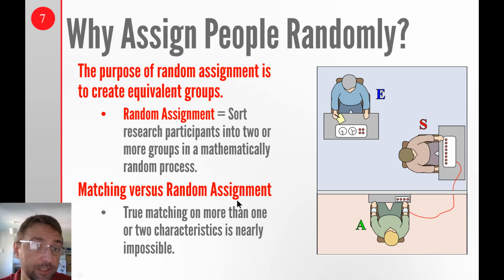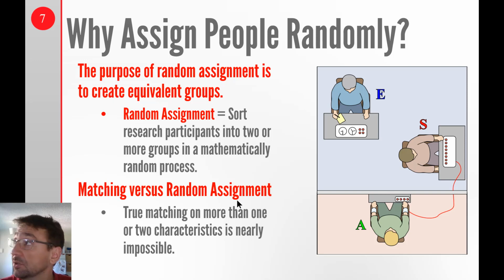So I've sort of explained this, but here's a reminder about why we do random assignment. Random assignment is basically sorting participants into two or more groups with a random process. Again, remember, random here does not mean haphazard or convenient. Random means truly mathematical, like with a random number generator or a random number table.